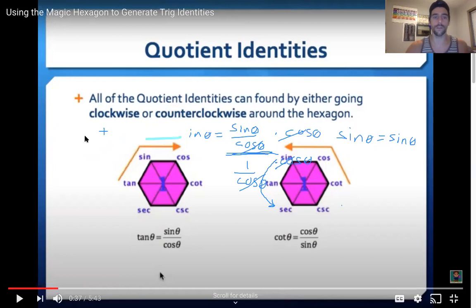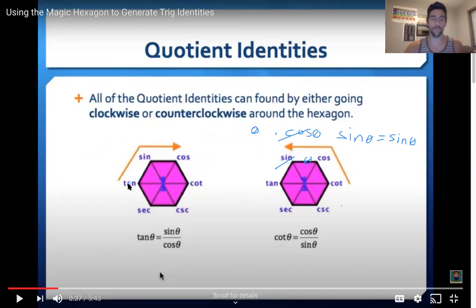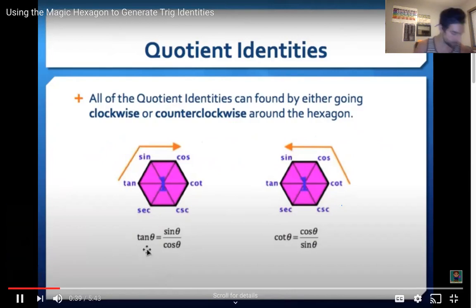But it's true if I go clockwise around the magic hexagon, I start with 1 and go to the next 2, tangent's going to equal sine divided by cosine. Sine will equal cosine divided by cotangent. I can also go clockwise or counterclockwise around it. I'm demonstrating how we can generate tangent is equal to sine over cosine.